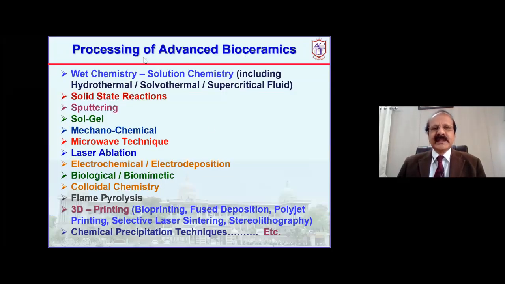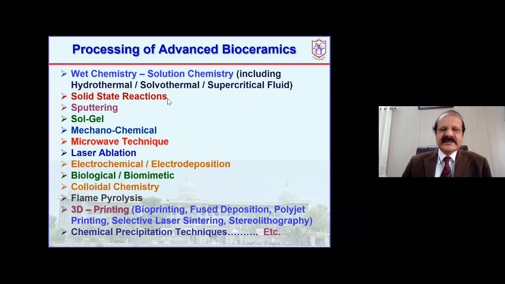There are different processing methods on the whole for advanced bioceramics, advanced nanobioceramics, maybe the wet chemistry routes, or you can even call it solution chemistry. That includes what I'm going to cover today, the techniques like hydrothermal, solvothermal, and supercritical fluid technology. Then solid-state reactions. Most of the earliest works on hydroxyapatite and other calcium phosphate synthesis began with these solid-state reactions. People use even sputtering, sol gel technique, mechanochemical, microwave technique, laser ablation technique, electrochemical or electrodeposition, biological or biomimetic technique is used popularly these days.